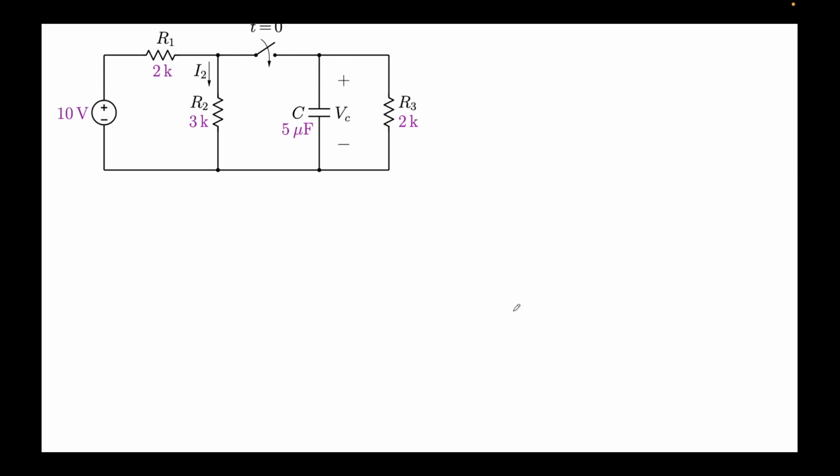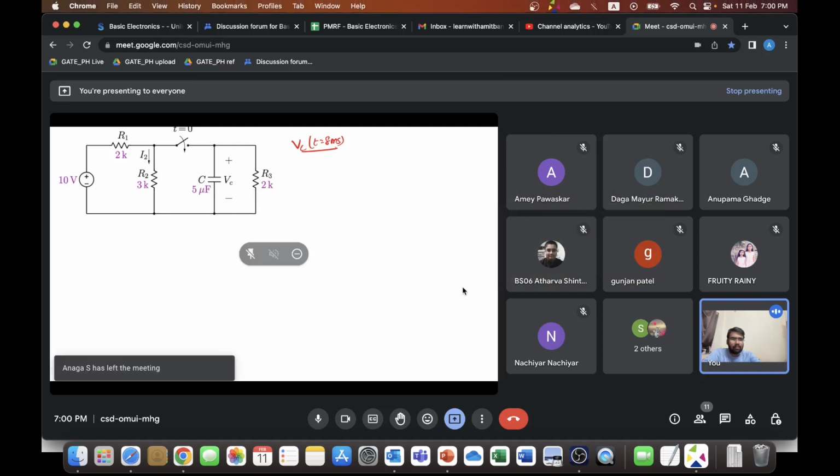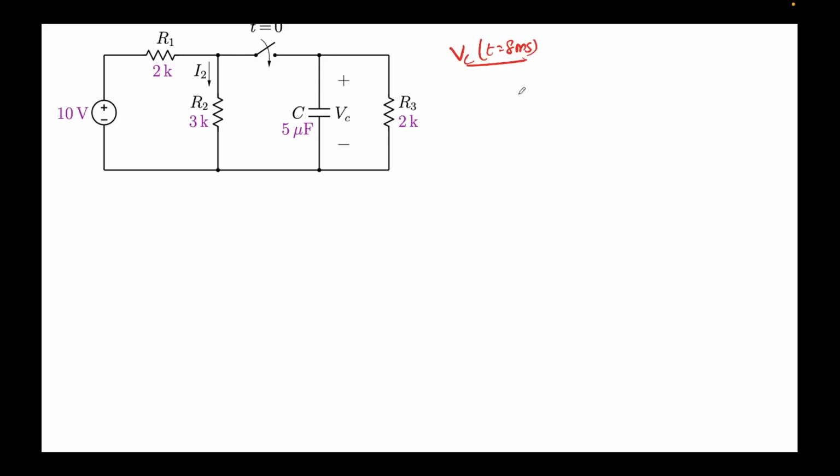Okay, so let me do the analysis again. We are interested in finding VC at t equal to 8 milliseconds. We know the expression looks like A e to the power minus t by tau plus B. To solve this, we need VC at 0 plus and VC at infinity. We'll find the constants A and B, and then we'll have this expression.